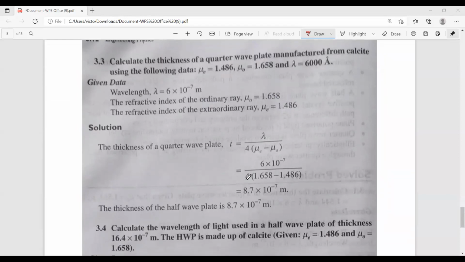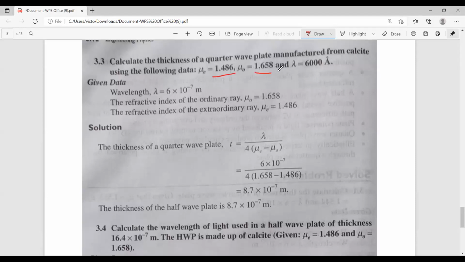Calculate the thickness of a quarter wave plate manufactured from calcite using the following data. μE is 1.486, μO is 1.658, and lambda is equal to 6000 angstroms.